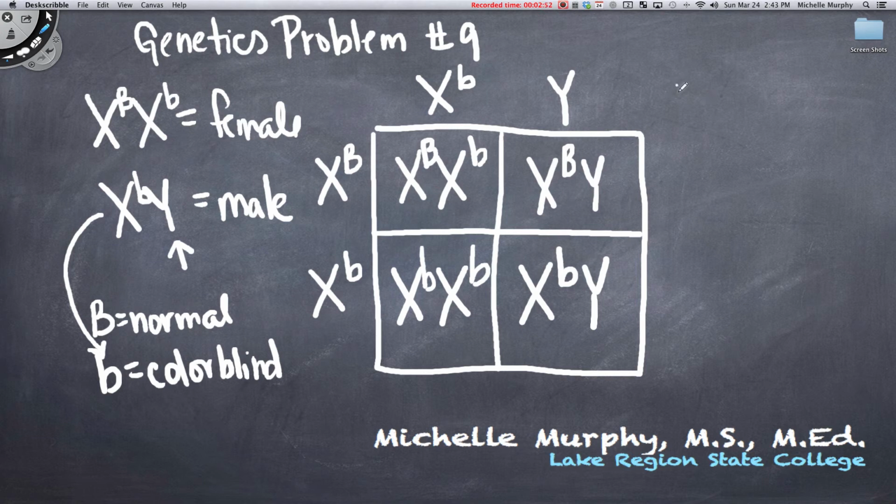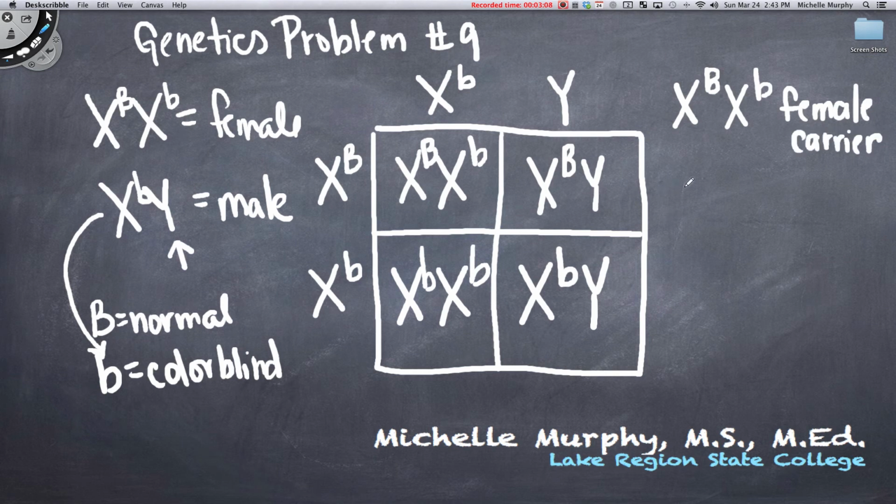When we look at this, we have a 1 out of 4 probability of having a child be a female carrier. She would not be colorblind. She's a carrier, which means she could give that trait to her children, but she herself is not colorblind. So 1 out of 4. 1 out of 4 chance down here of having a colorblind female.